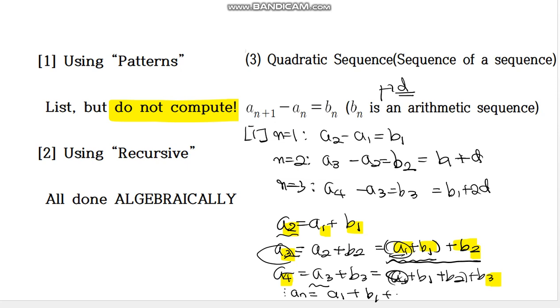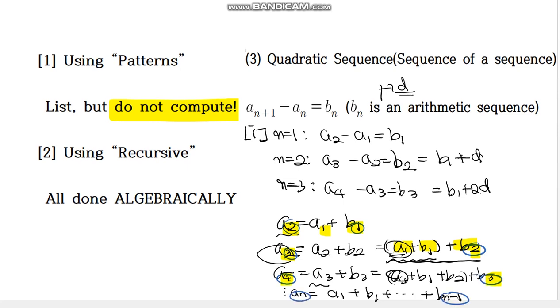from B1 all the way up to Bn minus 1, right? And you definitely see that when this is 2, this is 1. This is 3, this is 2. And this is 4, this is 3. When this is n, this is n minus 1. But we also do know that Bn here is an arithmetic sequence, and we do also know how to get the sum of the arithmetic sequence here.